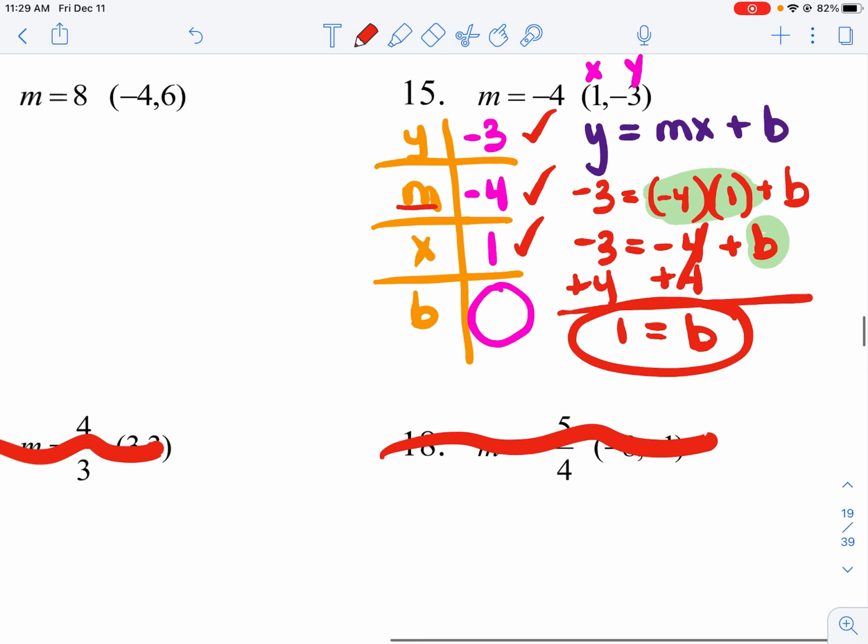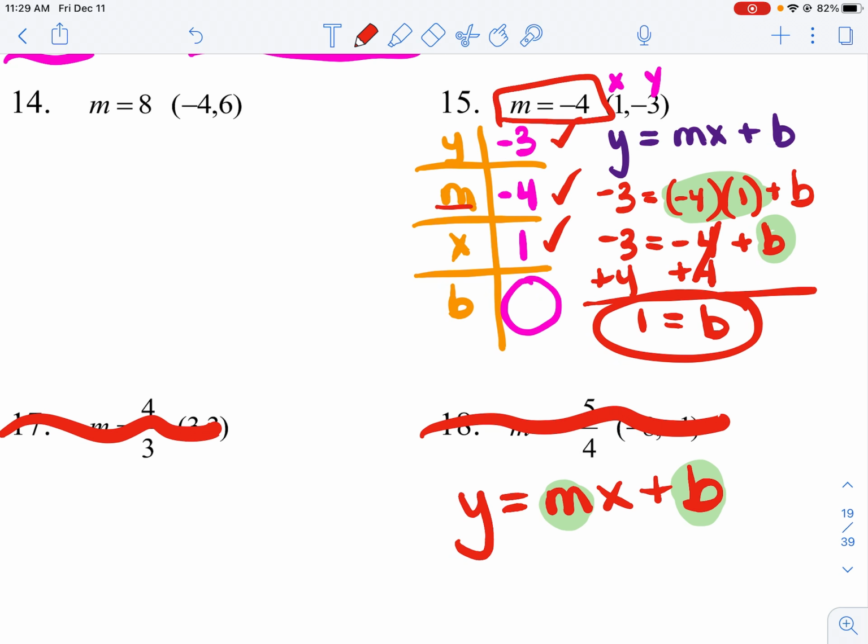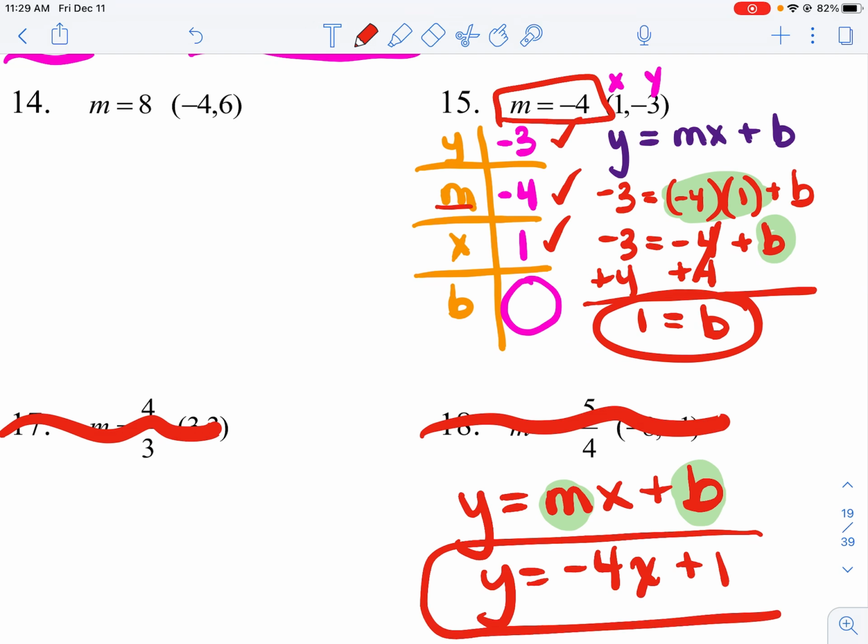So remember our last step, we just want to make sure we have this: y equals mx plus b. Instead of putting in m and instead of putting in b, here's our m value up here. So our m value is going to turn into negative 4, and our b value is going to turn into plus 1.